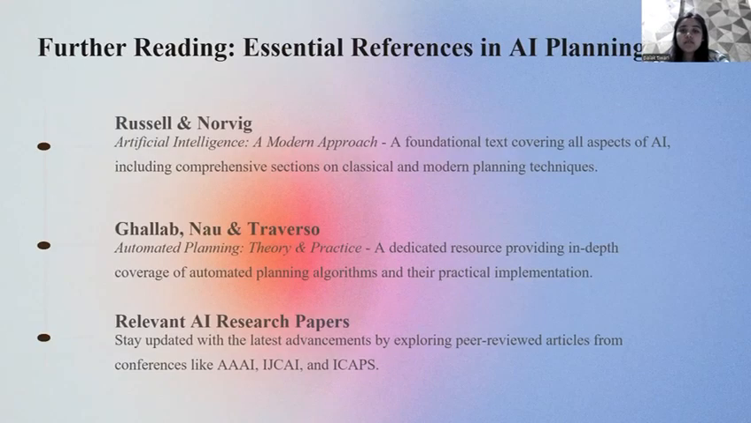Essential references in AI planning: Russell and Norvig, Artificial Intelligence: A Modern Approach, a foundational text covering all aspects, including comprehensive sections on classical and modern planning techniques. Ghallab, Nau, and Traverso, Automated Planning: Theory and Practice, a dedicated resource providing in depth coverage of automated planning algorithms and their practical implementation. Relevant AI research papers: stay updated with the latest advancements by exploring peer reviewed articles from conferences like AAAI, ICAPS, etc.